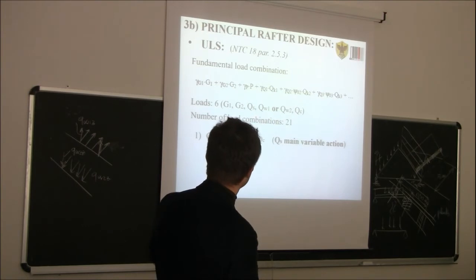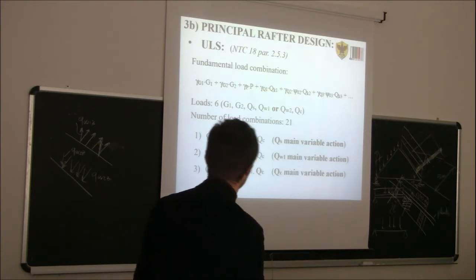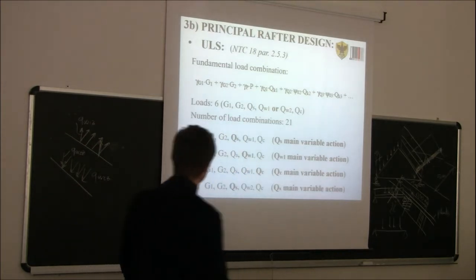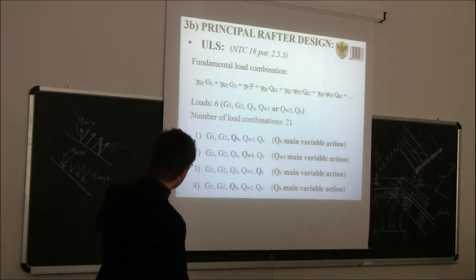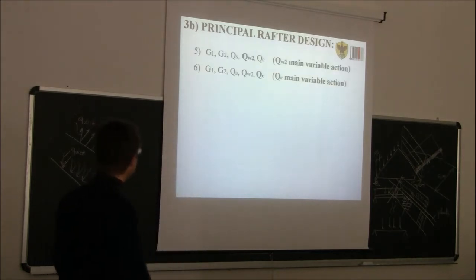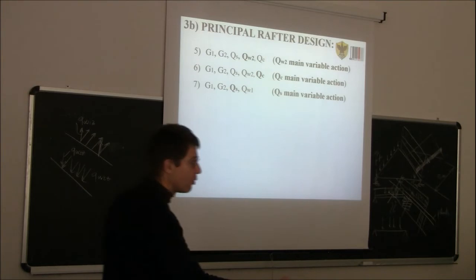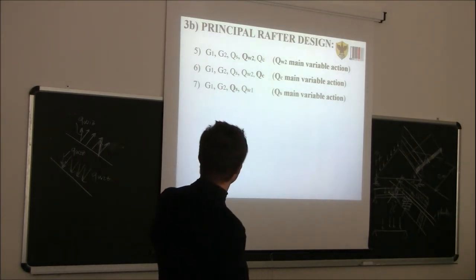We just have to remember that we have to take either QW1 or QW2. So 21 load conditions, QS as the main variable action, QW1, then QC. Then we rewrite exactly the same three by changing QW1 with QW2. Again, another three. And then we start removing variable loads. So first we remove, for example, QC.